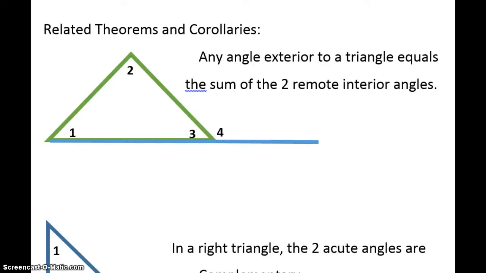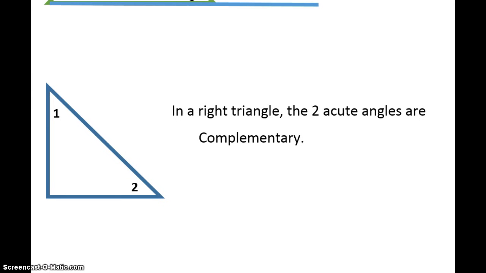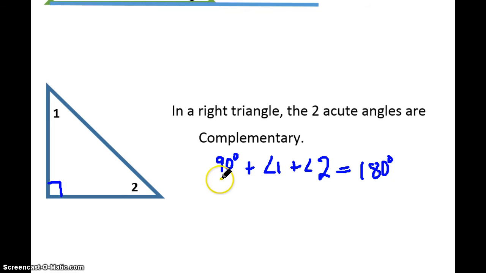Let's roll on down, and let's look at the next two. When I have a right triangle, based on what we already know, let's go ahead and draw that angle so we can know for sure it's a right triangle. When I have a right triangle, we've got one right angle and two acute angles. And so since the 90 plus angle 1 plus angle 2 has to add up to 180, we know that by subtraction, I can take away 90 degrees on both sides. And we know that 1 and 2 are going to have to equal 90 degrees.